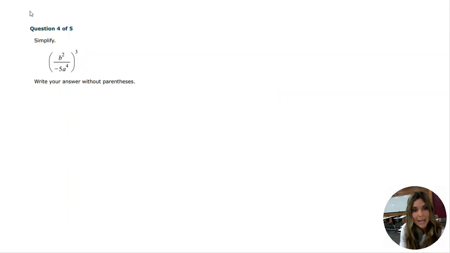Okay, so in this case, we have a b to the second divided by a product of -5 times a to the fourth. And you need to remember that the exponent for that -5 is a 1. So this power is going to get distributed to all of the exponents. So b to the second raised to the third is b to the 6th. The -5 to the first raised to the third is going to be -5 to the 1 times 3, which is 3. And then a to the fourth raised to the third is a to the 12th.